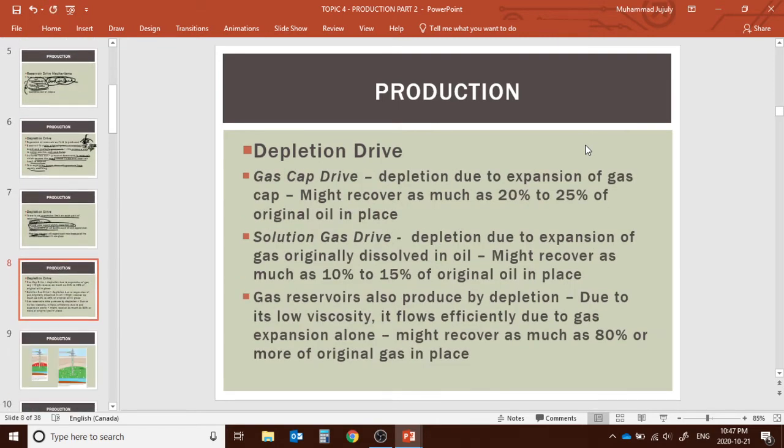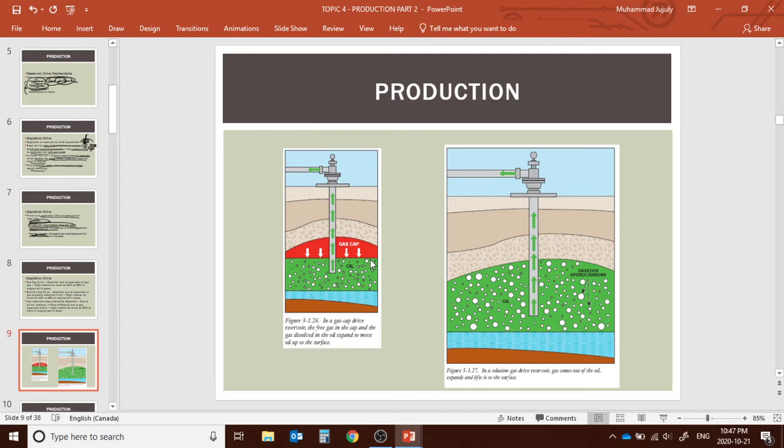How it works, if you see this picture, you can see here is the gas cap. So the gas gives the pressure. The more you withdraw the oil, then what happens? The more gas from the gas cap is giving the pressure from the top. And the more you withdraw the oil, as I covered in the last lectures, there is a portion of gas dissolved in the oil.